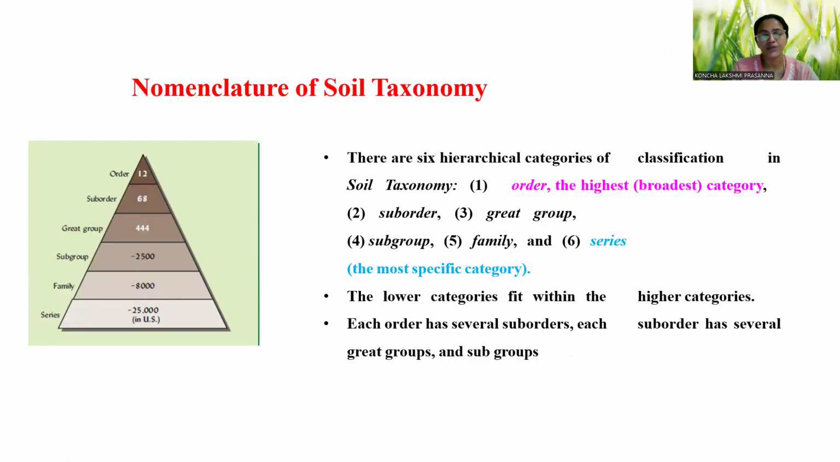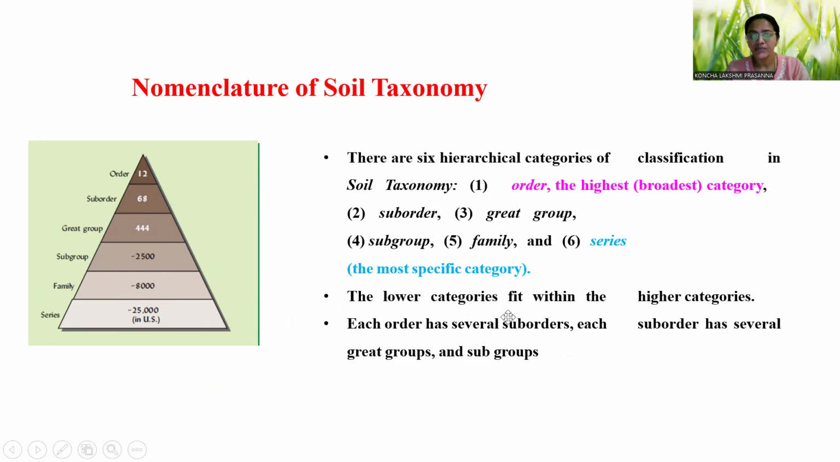Now coming to the nomenclature of soil taxonomy. There are 6 hierarchical categories of soil classification, which include order, suborder, great group, subgroup, family, and series. Among these, the order is the highest category. Next is the suborder, having 68 suborders. Great group consists of 448 great groups. Next are the subgroup, family, and series. Series is the most specific category.